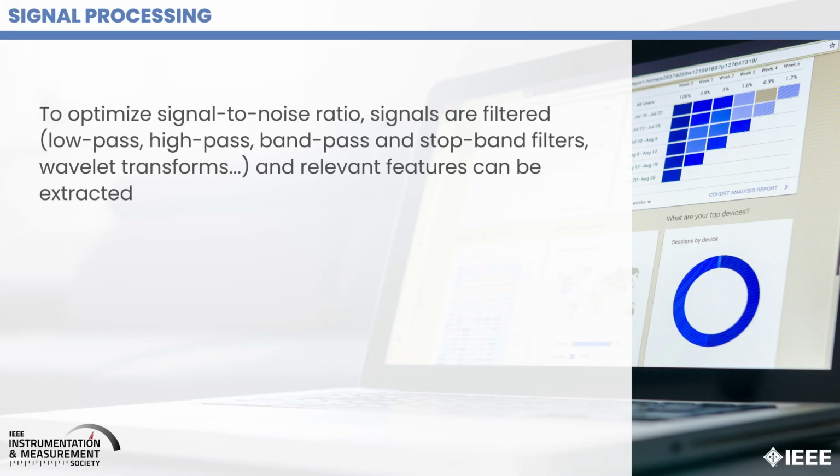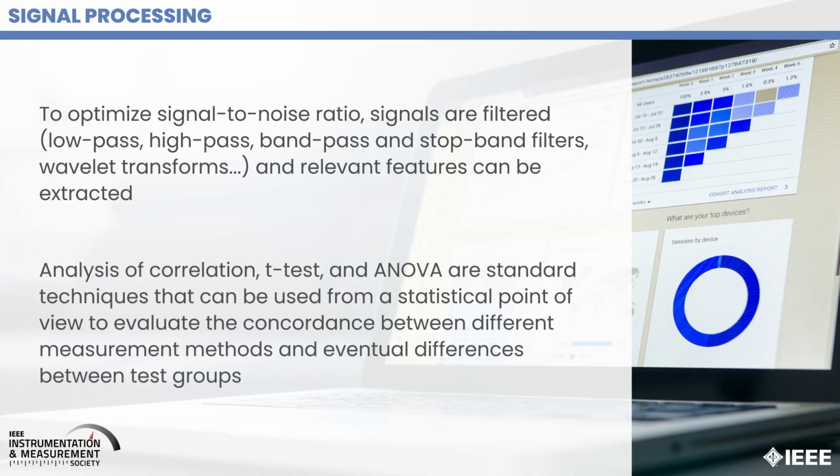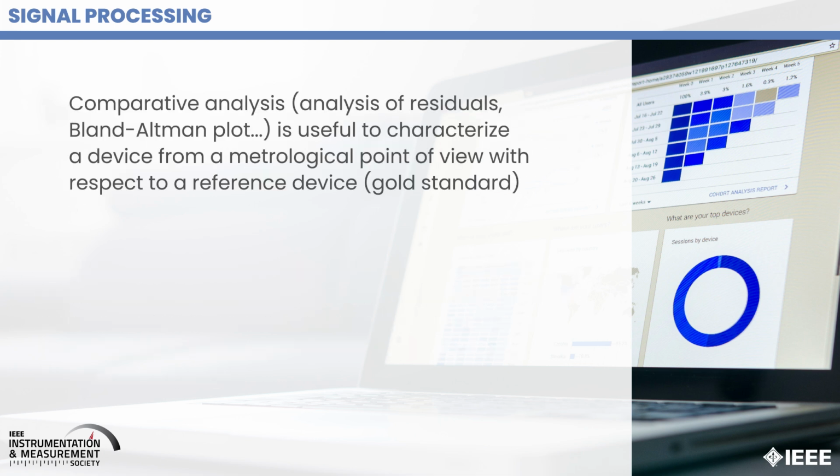Filtering operations are pivotal to remove noise and enhance the signal quality, thus facilitating more reliable analysis. Proper filters in terms of type, order, and frequency band must be selected to be able to extract meaningful features. Moreover, standard statistical techniques like analysis of correlation, t-test, and ANOVA can be used to analyze eventual differences between groups. Additionally, measurement uncertainty can be evaluated through comparative analysis, such as the analysis of residuals or Bland-Altman plot.